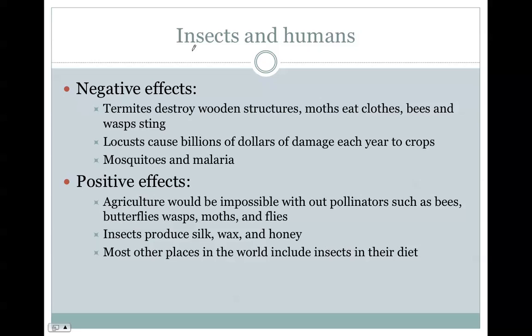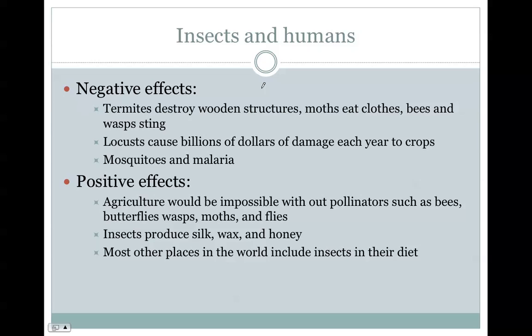Insects and humans. This is a really important thing. These next couple sections I could spend years on. We're going to go over insects and humans and insect societies in class, and it's one of my favorite things to talk about. So I'm going to try not to talk too much about them here, but we'll talk a little bit about them. So insects have negative effects on humans, right?